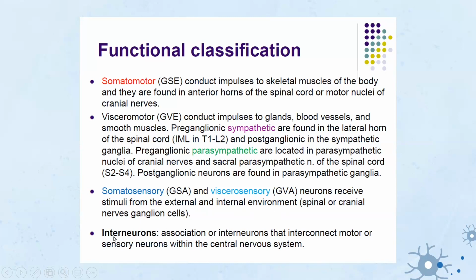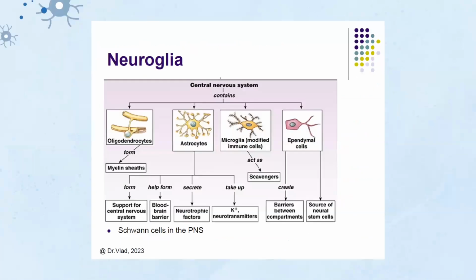The interneurons, from the name, you can expect that they are in between these neurons. So these neurons interconnect the motor and the sensory neurons within the central nervous system. Okay, now we're done with the neurons. Let's move on to the neuroglia.